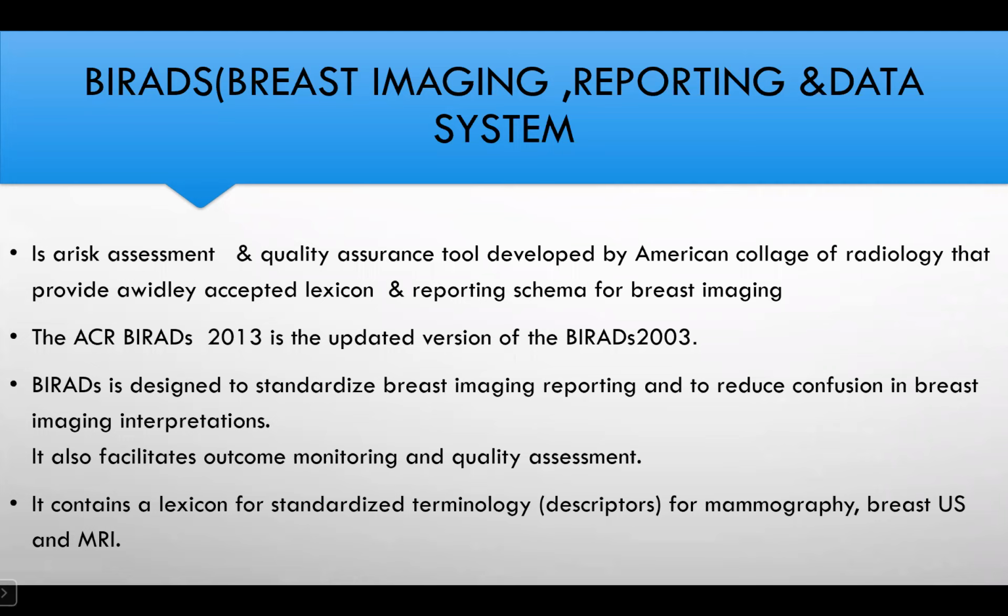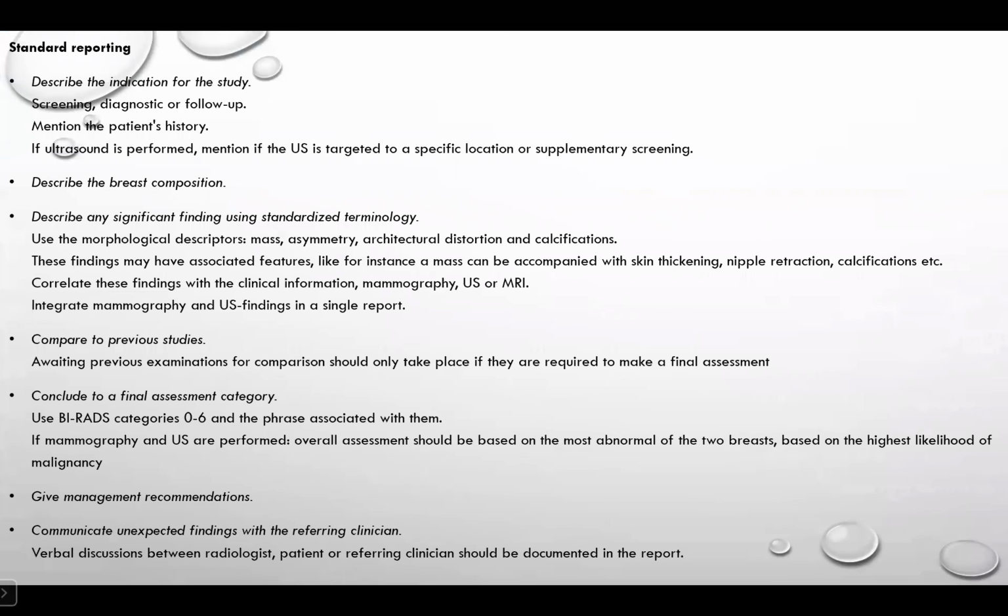It contains a lexicon of standardized terminology for mammography, breast ultrasound, and MRI. The standard reporting consists of: describe the indication for the study, whether screening, diagnostic, or follow-up. Mention the patient history. If ultrasound is performed, mention if the ultrasound is targeted to a specific location or supplementary screening. Describe the breast composition.